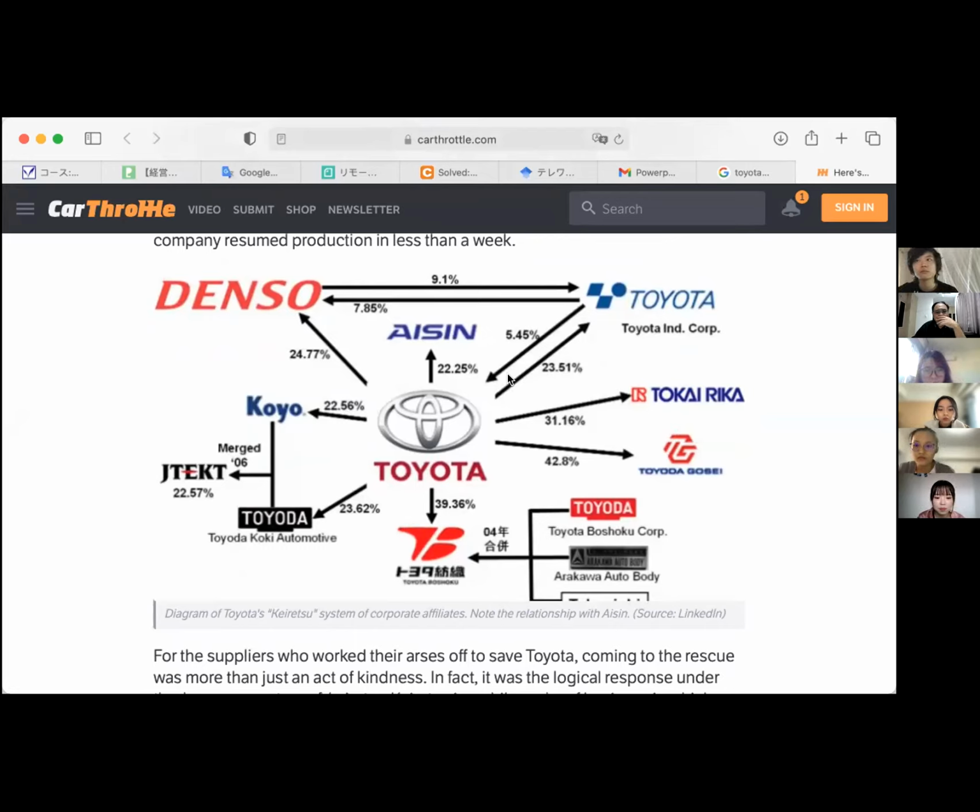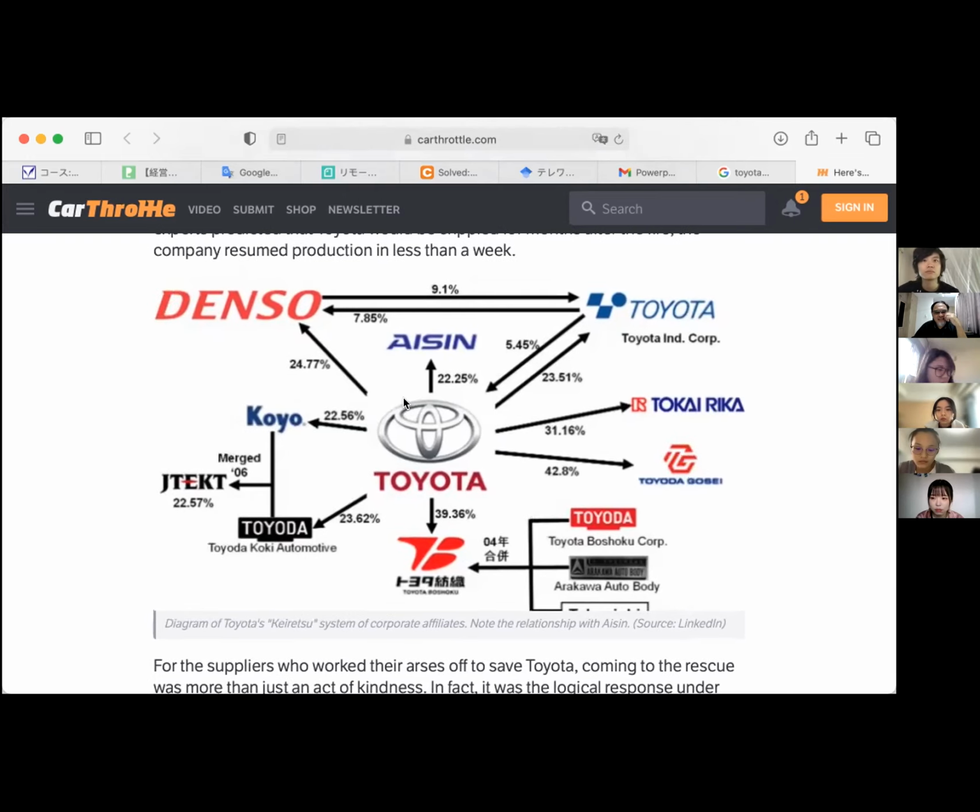Please explain, but I don't understand what the percentage represents. So what do you think? Just give a wild guess. Maybe shares of the company. I'd say shares of the company that Toyota owns. Probably how much they own. For example, Toyota owns 22.25% of this one, maybe. Or Toyota Boshoku, which is actually making seats. Toyota Boshoku Corporation. Okay. Toyota Koki Automotive. So this is Keiretsu. They own this, and Toyota owns 24.77% of Denso. Okay. Anyone else found something?